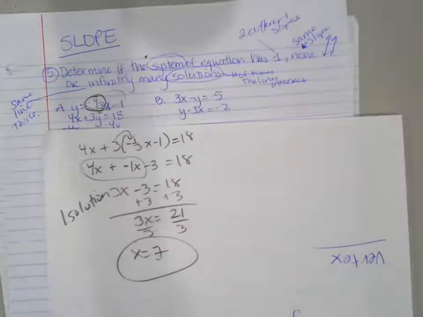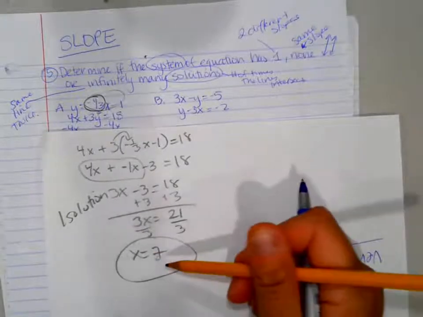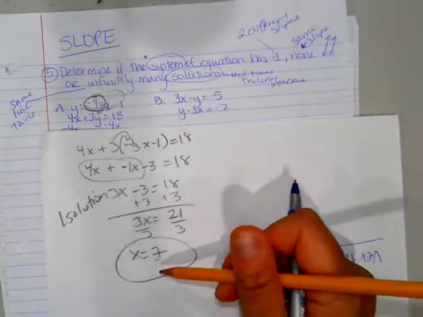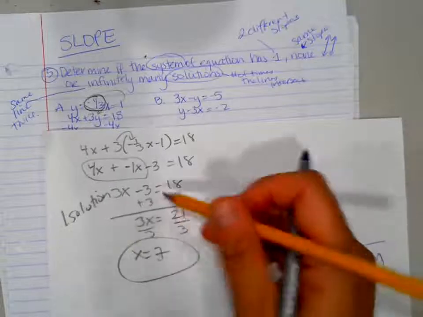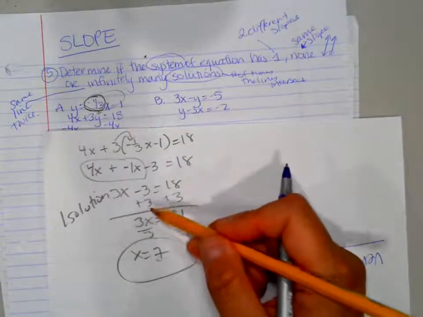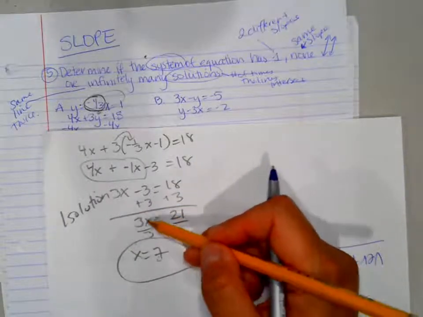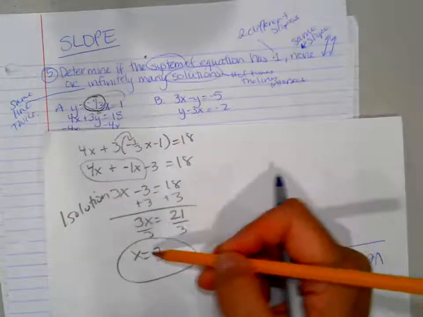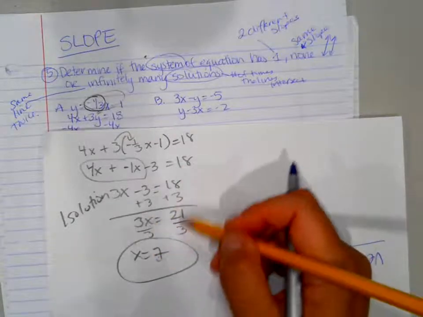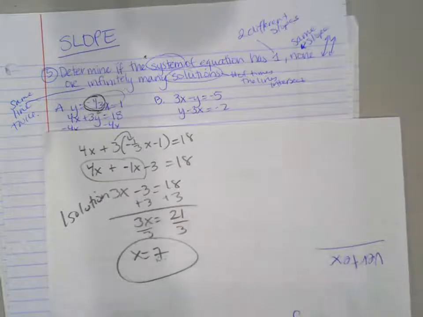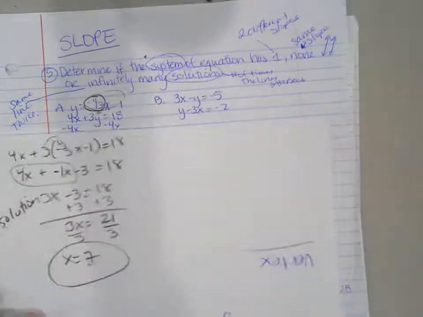Again, just figure out what works best for you. Like I said, I prefer to look at slopes, but if you like to see, okay, I got x equals 7, that's cool. It equals a number. I'm okay. If you get here and your variables drop out and you get 0 equals 5, well, then you know it's no solution. Okay? So let's try this one.